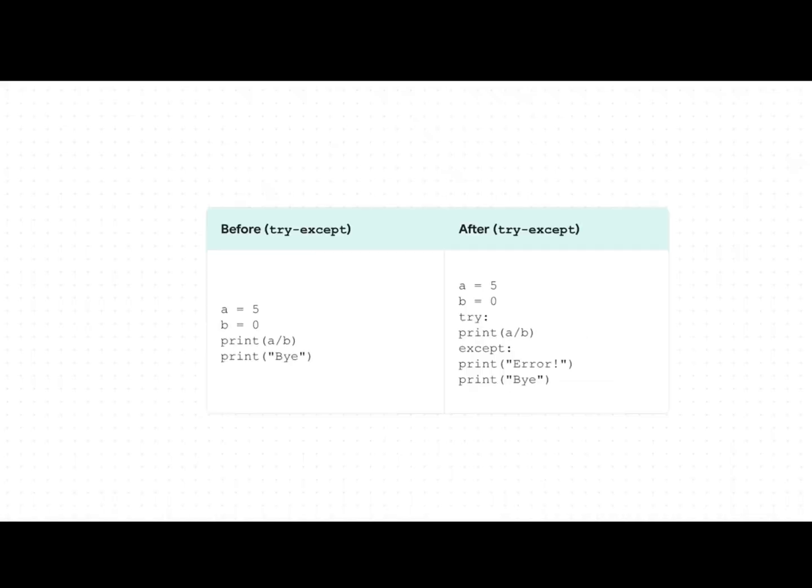And just look at the difference it makes. The code on the left, it hits that division by 0, crashes hard, and it never, ever gets to print "bye". But the code on the right, with that simple try except block, it tries the division, sees the error, jumps to the except block, prints "error", and this is the magic part. It keeps going and prints "bye". We've handled the problem without killing the whole program.